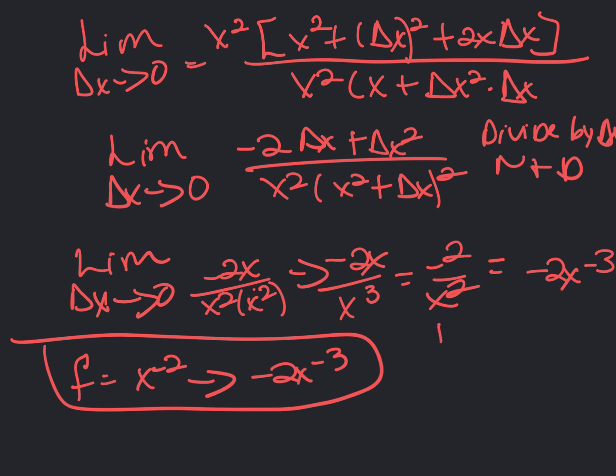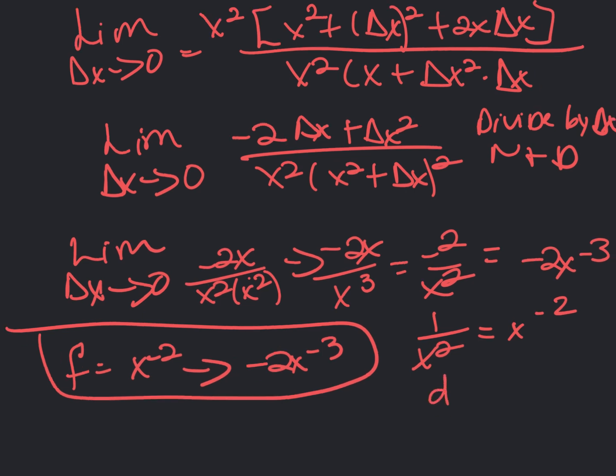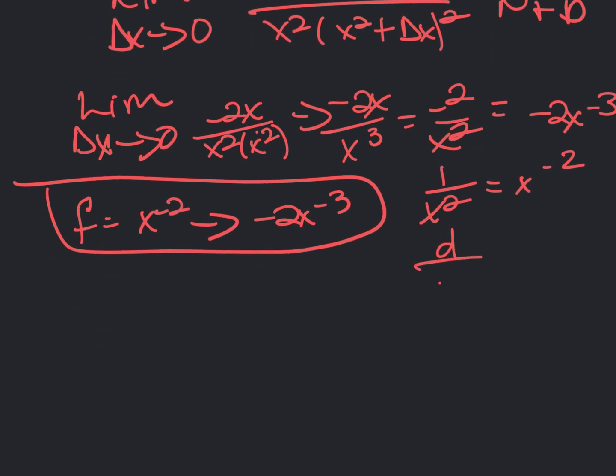And we will use the rule: 1 over x squared equals x to the negative 2, and d over dx of x to the negative 2 equals negative 2x to the negative 3. Well, that would be your derivative right here: negative 2x to the negative 3.